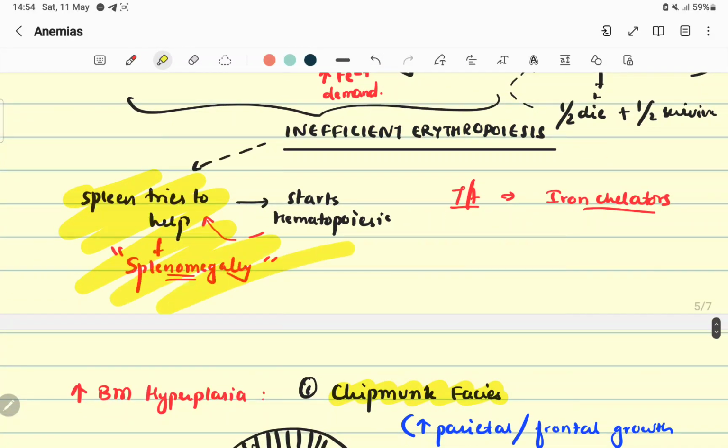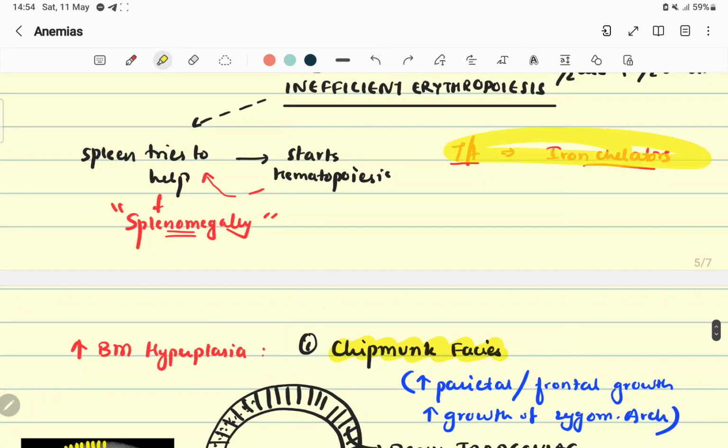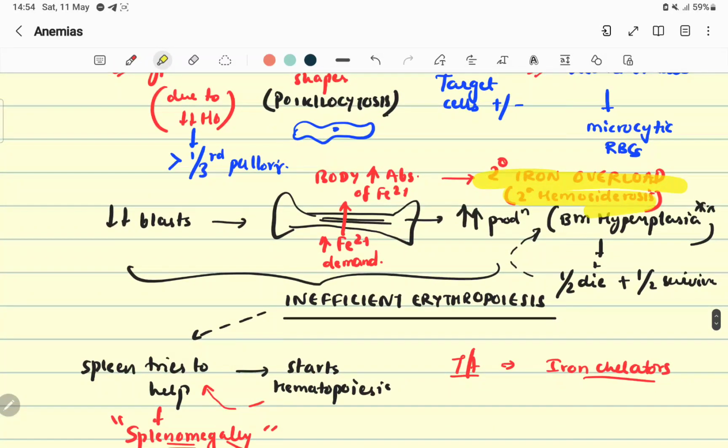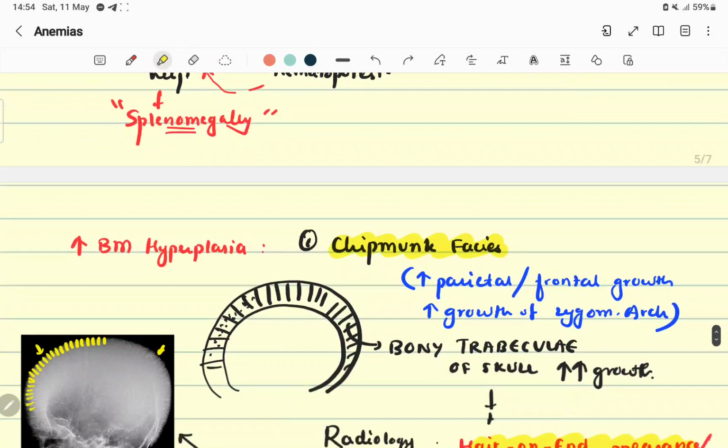Spleen tries to help, and characteristically splenomegaly will occur. Treatment is by iron chelators because there is secondary iron overload. So you can chelate the iron to decrease it.